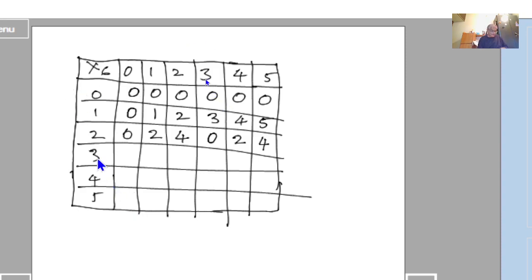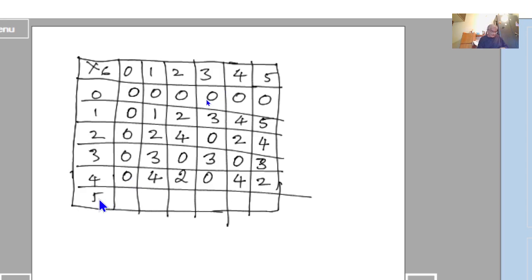And from 3, 3 into 0 is 0, 3 into 1 is 3, 3 into 2 is 6, so I am getting 0 here. 3 into 3 is 9, I am getting 3. 3 into 4 is 12, I am getting 0. 3 into 5 is 15. 15 dividing by 6, remainder is 3. Then from 4, 4 into 0 is 0, 4 into 1 is 4, 4 into 2 is 8, remainder is 2. 4 into 3 is 12, 0. 4 into 4 is 16, remainder is 4. 4 into 5 is 20, remainder is 2.